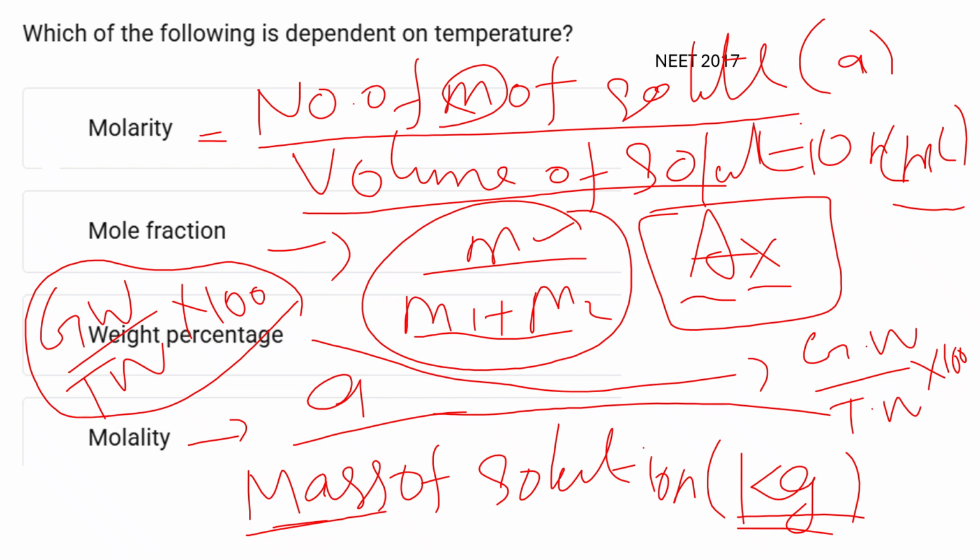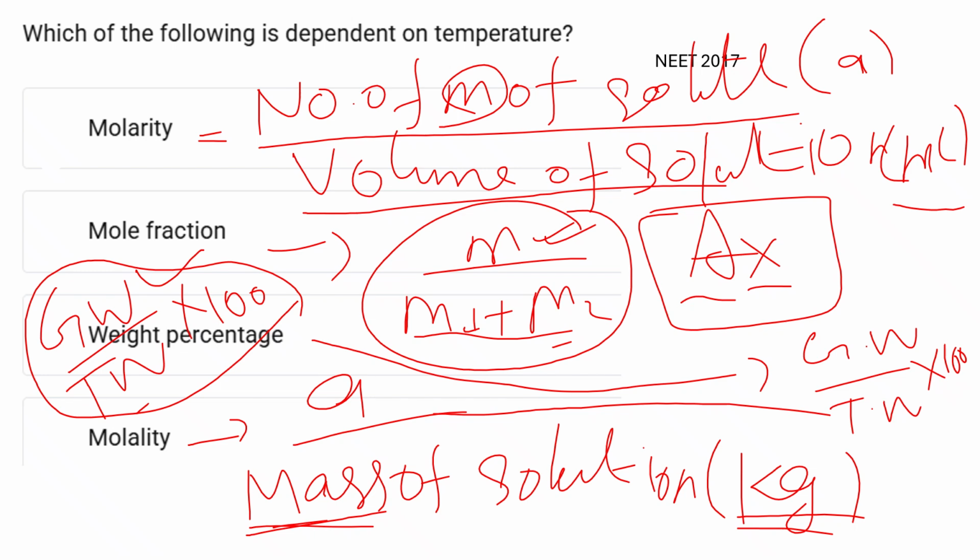From this, how do we solve it? Which one depends on temperature? Molarity has number of moles and volume of solution. Molality also has number of moles of solute and mass of the solution. Mole fraction has moles only. Weight percentage has given weight and total weight, which means weight only. Out of these, which one is affected by temperature? If I alter the temperature, which one gets affected?